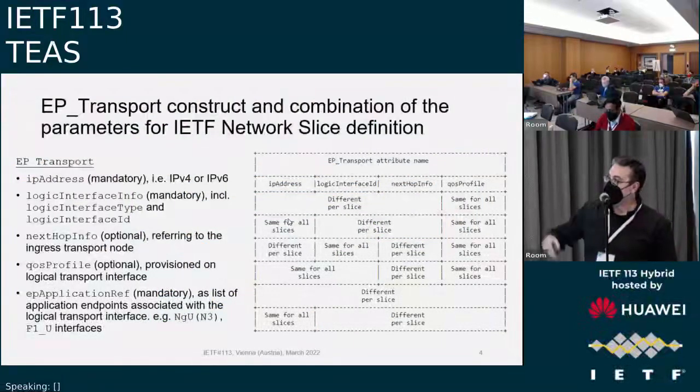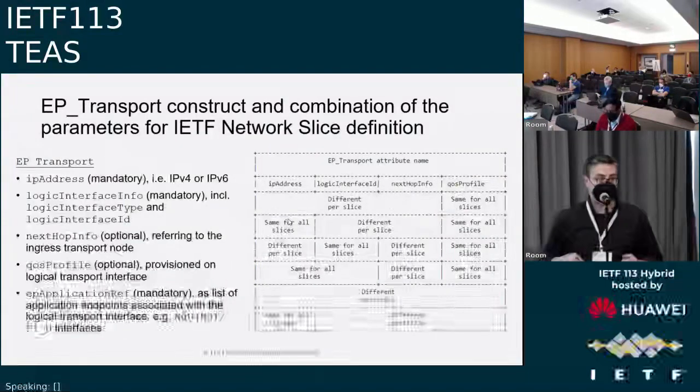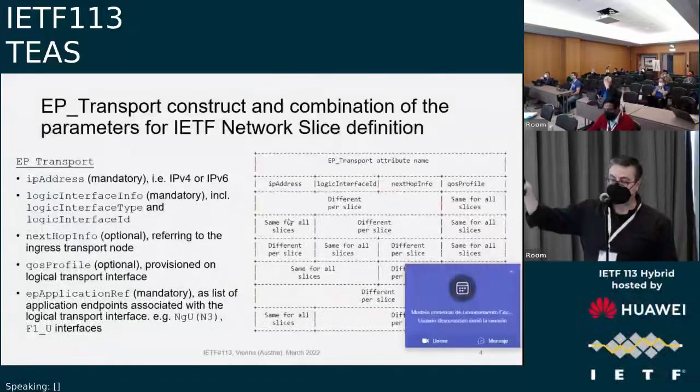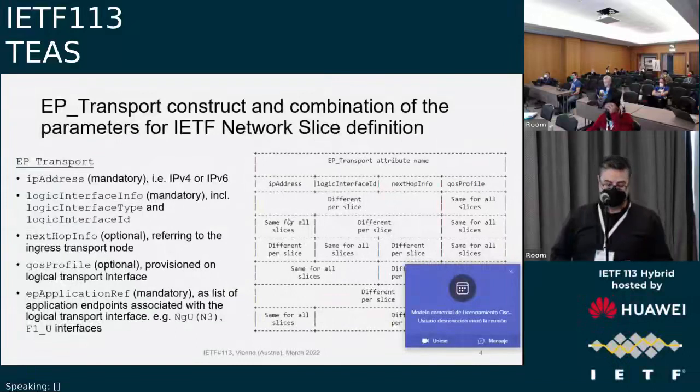Then we have two optional parameters: the next hop info, that will refer to the ingress transport node in case the 3GPP knows about this ingress transport node, and then the QoS profile, which is also optional and could be provisioned on that logical interface on the 3GPP side. And then the application reference, which is mandatory and essentially refers to the interface.